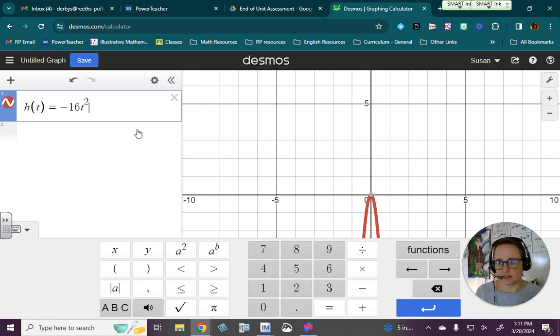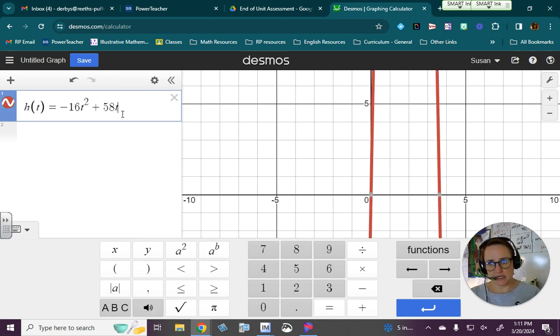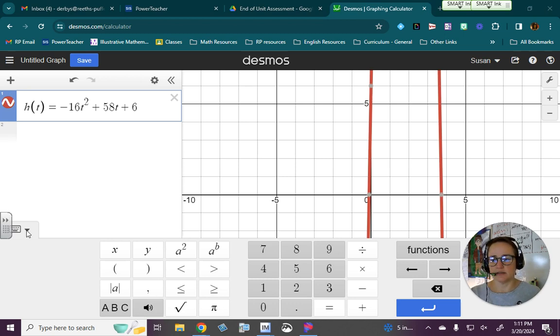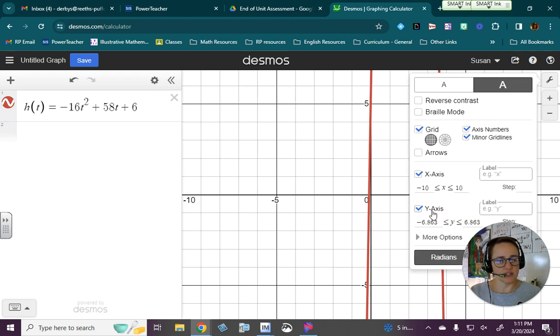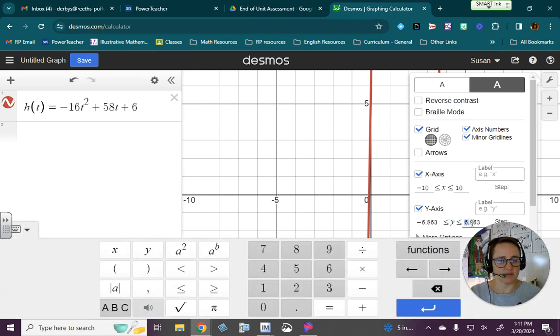So that gets that. Now I need to add 58t and add 6. So I just typed that into my equation. I'm going to hide this keyboard so I can see more of my screen. And I want to adjust it so I can see all the parts of this parabola. Right now I can see the y-intercept, but I need to see up higher on the graph. So I'm going to use the wrench. I'm going to change my y-axis maximum because I want to see up taller on this graph.